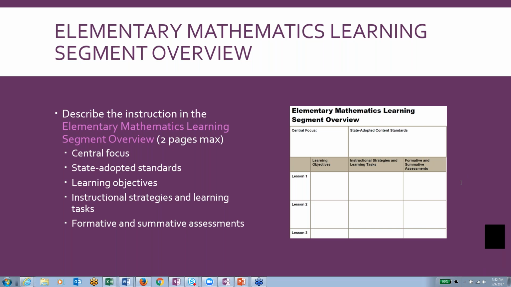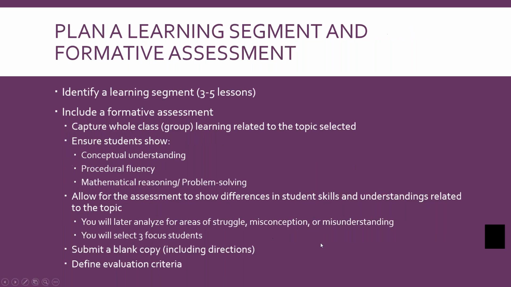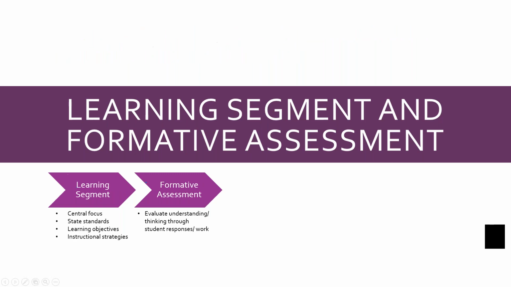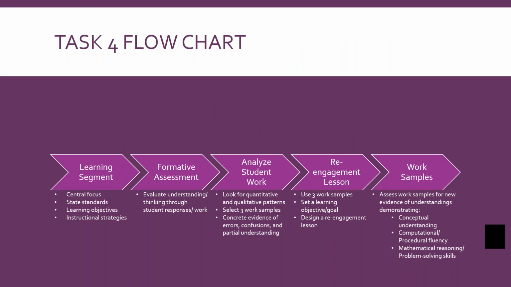We have another question here. So 3 to 5 lessons for learning segment and 3 to 5 lessons for re-engagement? No, there's only 1 lesson for re-engagement. Remember, we saw that in our overview here. In our task 4 flow chart, the learning segment, formative assessment, analyze student work, and then the re-engagement lesson. The re-engagement lesson is just 1 lesson. And then you'll have work samples from that re-engagement lesson.